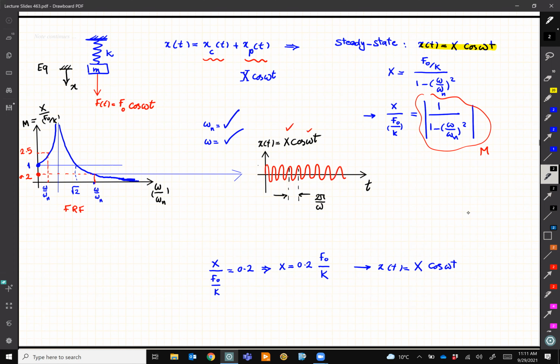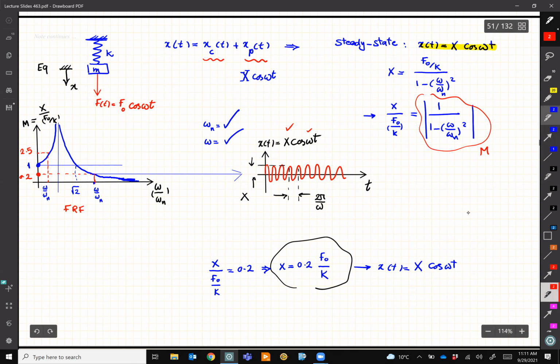What is the magnitude over here, like this distance? This is X. And we already found that X is 0.2 F0 divided by K. What about this point?